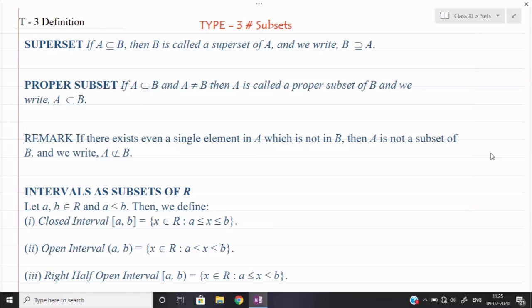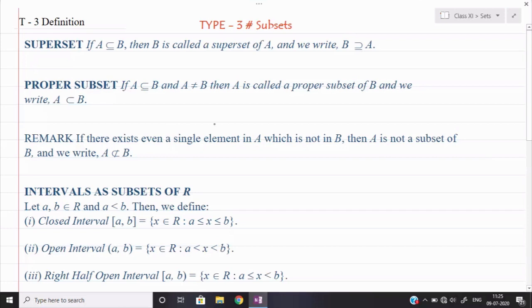The first definition given here is of superset. So what does superset mean actually? See, in the definition it is written, if A is a subset of B. Normally we say a relation from A to B and we say that A is a subset of B. Then what is B called with respect to A? So B will be called the superset of A, and we write it in this manner, as you can see the symbol, the opposite sign of the subset.